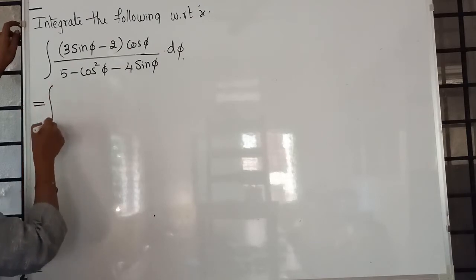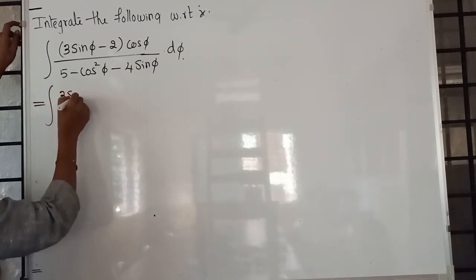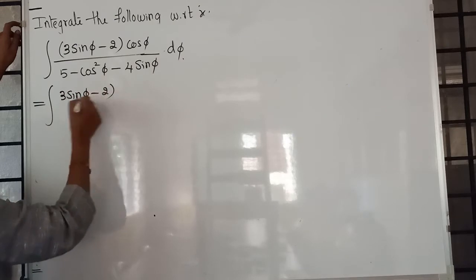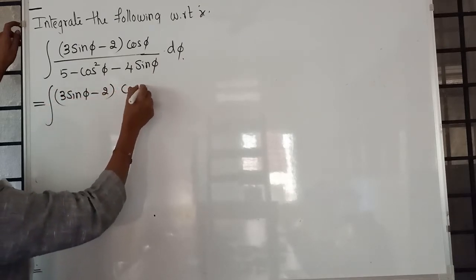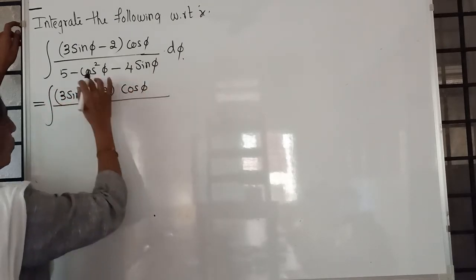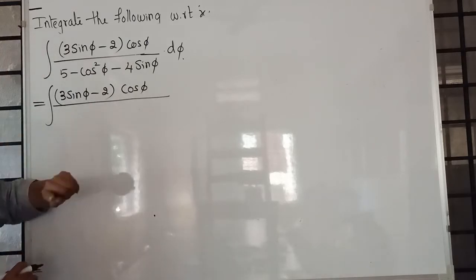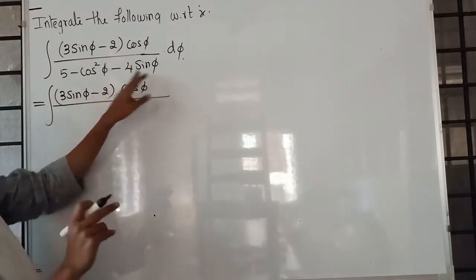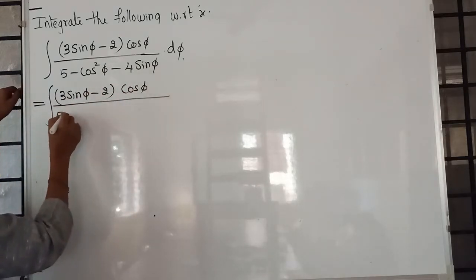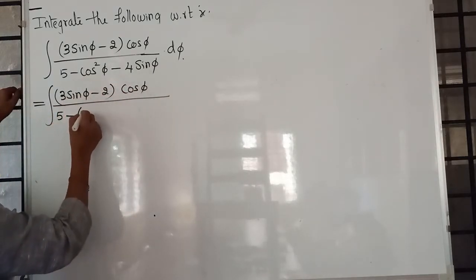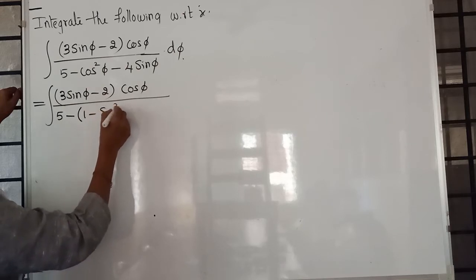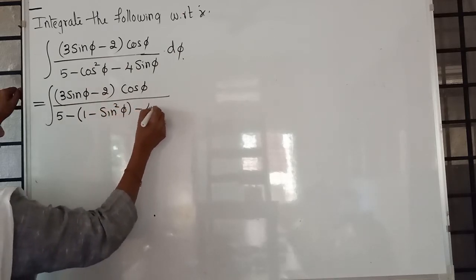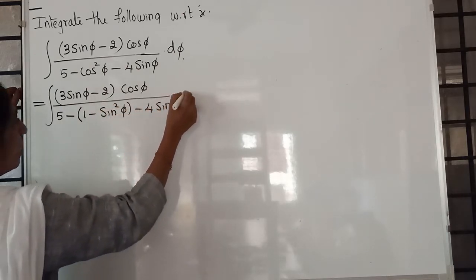First we have to convert. It is 3 sin pi minus 2 into cos pi. You know how to convert cos square. I am converting cos square. Why? Because easily we can write it. If you convert sin, you will get a root. It becomes confusion. So 5 minus cos square is 1 minus sin square pi, minus 4 sin pi, into d pi.